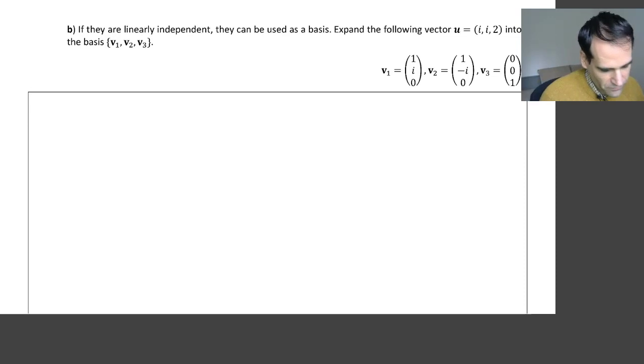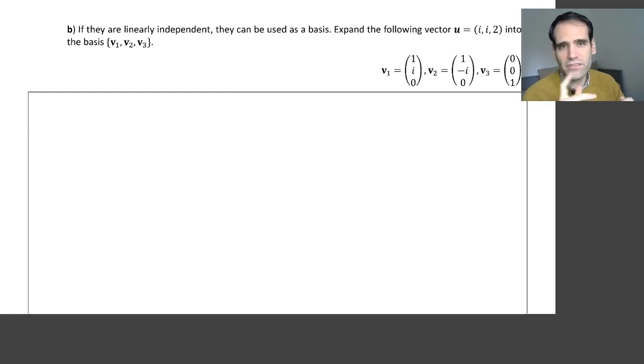Next, part B says, if they are linearly independent, they can be used as a basis. That's true. Now we can use these 3 vectors as a basis. We know that the 3 vectors are linearly independent, so they are pointing in different directions. And therefore they span. What's the dimension of the span? If they are 3 vectors and they are linearly independent, the span is a 3-dimensional space. So between the 3 vectors, they span all of the 3-dimensional space. So this means that we can use them as a basis.